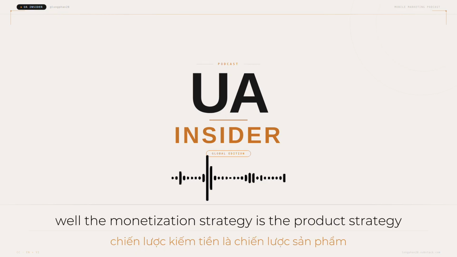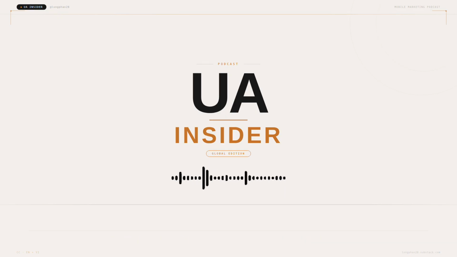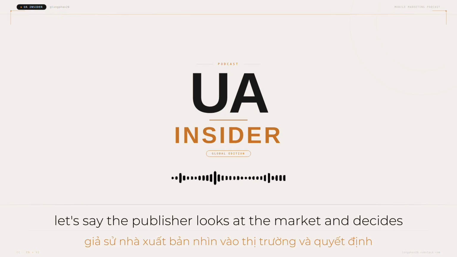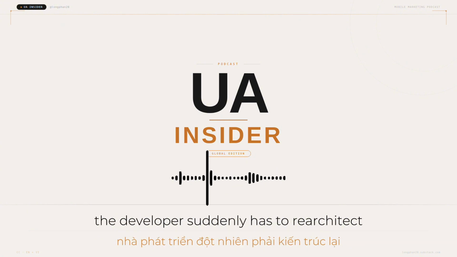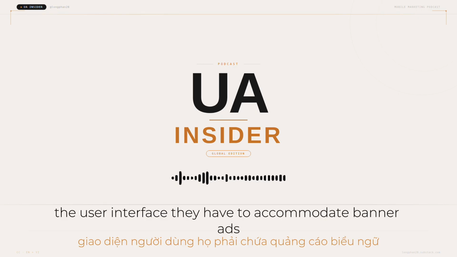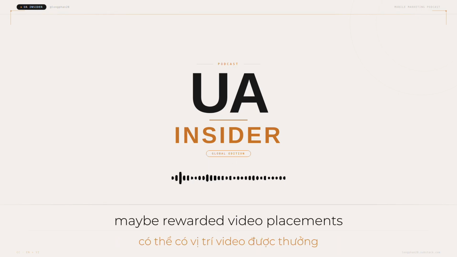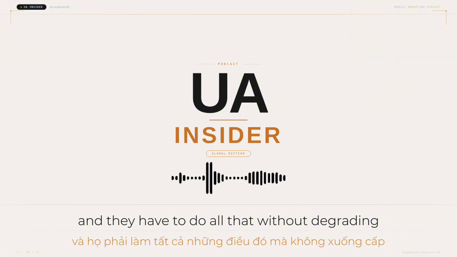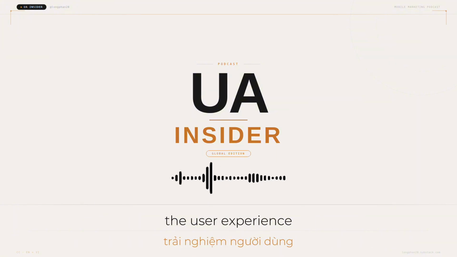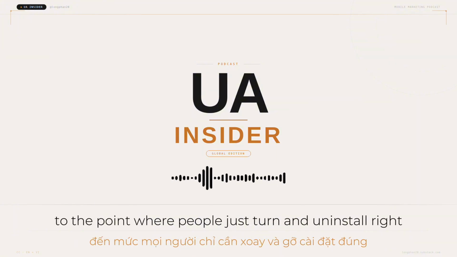Well, the monetization strategy is the product strategy. Let's say the publisher looks at the market and decides, okay, this app needs to be ad-supported. The developer suddenly has to re-architect the user interface. They have to accommodate banner ads, interstitial video breaks, maybe rewarded video placements, and they have to do all that without degrading the user experience to the point where people just churn and uninstall.